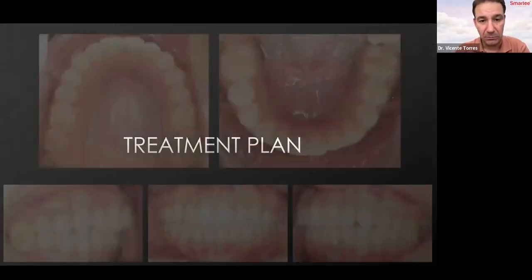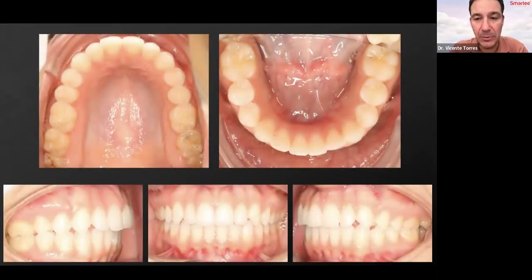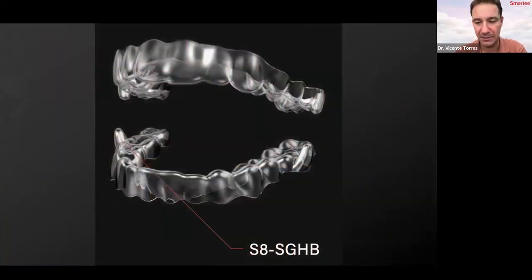Okay, so what's my treatment plan? I make a question. Of course, I'm going to answer myself, but I made you a question. Do we have from the beginning increased overbite? The answer is no. Do we have increased curve of Spee? The answer is no. So our ideal device for this case is HB, Hertz.